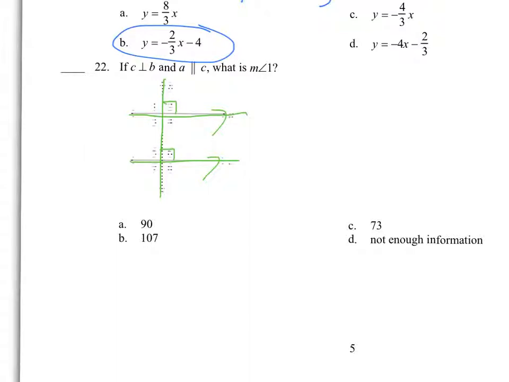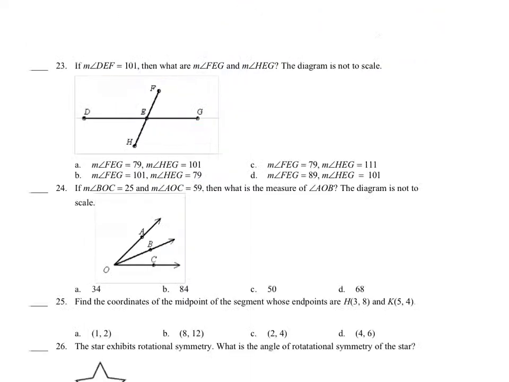What is the measure of angle 1? The angle 1 is right here. Well, if one angle is perpendicular, aren't vertical angles congruent, so that's perpendicular? And if they form a linear pair, wouldn't that be 90 degrees as well? In fact, all of these angles are right angles, which if they're all right angles, angle 1 is 90 degrees. All right, number 23, DEF is 101 degrees.